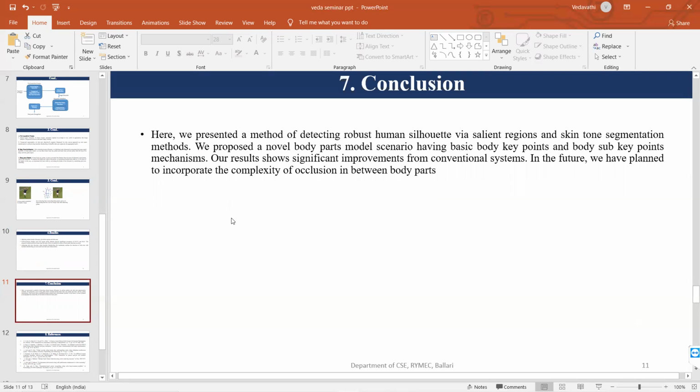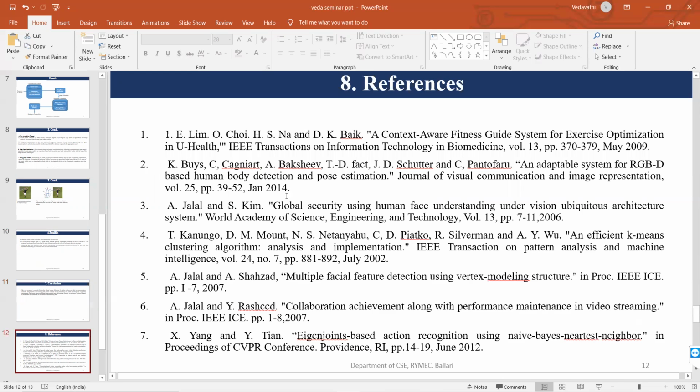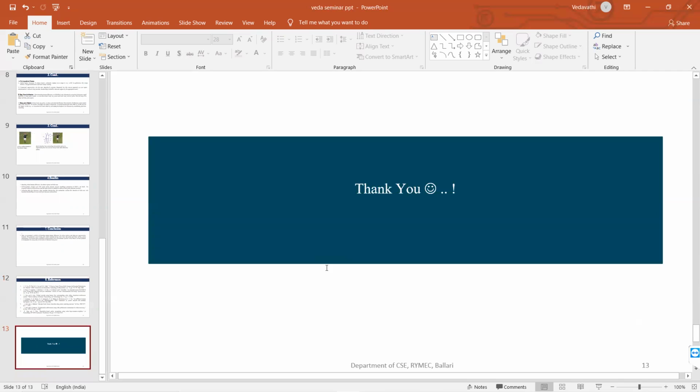Now, this will not work for the complex areas like wrist detection or such minor parts. So we are implementing only on the major key points like hands, legs, and head. But in future, we'll implement on the wrist and all. And we have referred to IEEE papers from 2019 and 2020. Thank you, sir.